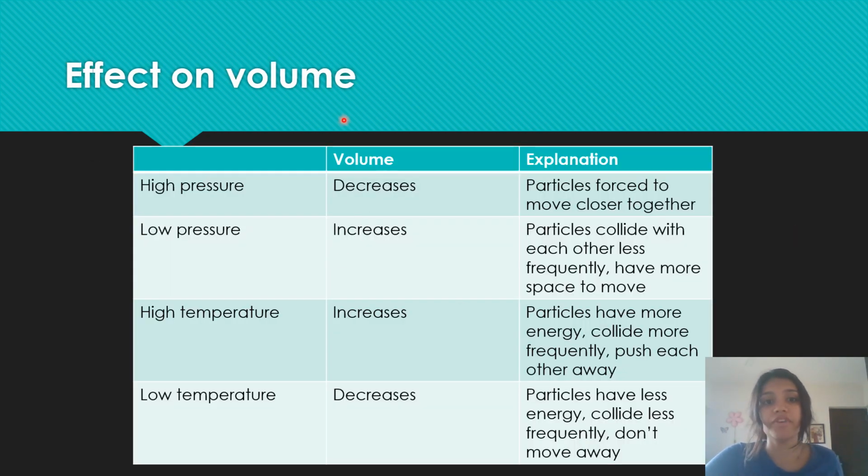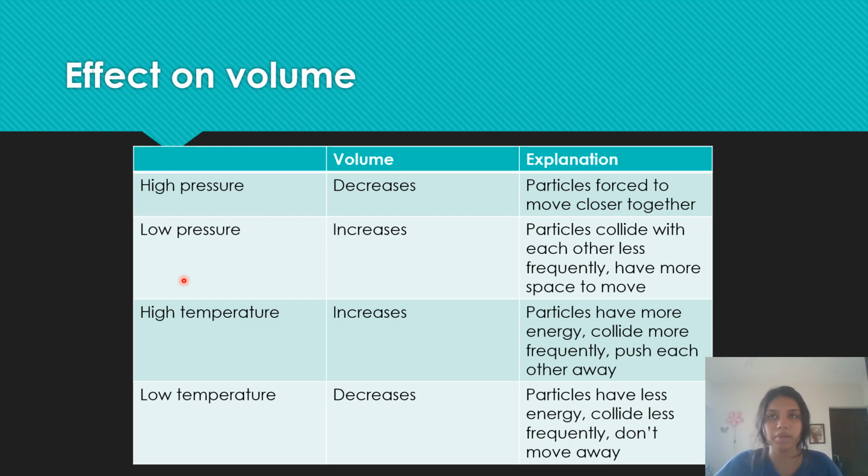Now we're going to talk about the effect of changes in pressure and temperature on volume. Before, we spoke about what happens in a fixed volume, or when the volume changes, but here we're going to use pressure and temperature as independent variables and volume as the dependent one. So if you have a high pressure, the volume decreases. Supposing you have a syringe and you push the stopper down to increase the pressure, the volume of the gas decreases. Why? Because particles are forced to move closer together. Now, if you remove the pressure by taking the stopper out, there is more space for the particles to move into. So the volume increases. They take up more space. They spread out more.